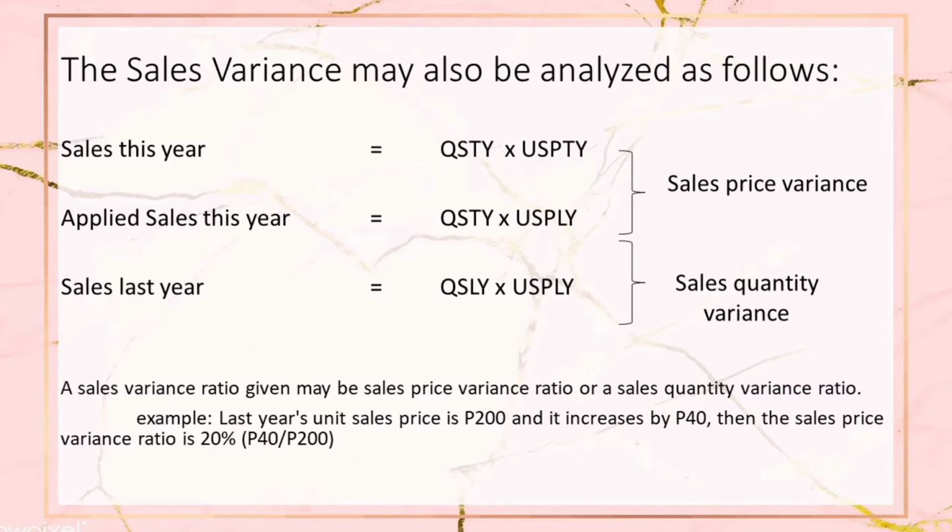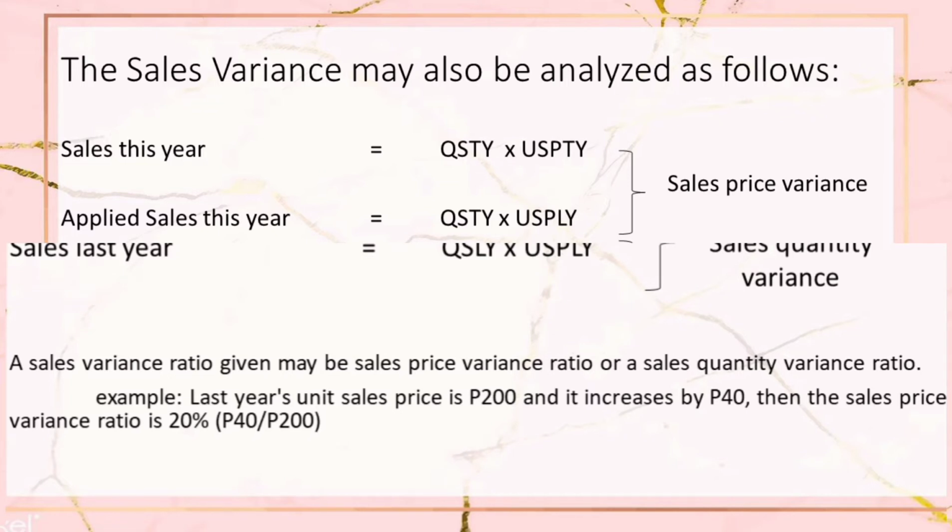To get the sales last year, just multiply the quantity sold last year by the unit sales price last year. The sales this year and the sales last year are normally available. So, the item to be calculated is the amount of sales this year at unit sales price last year. To compute this amount, we have to know a sales variance ratio. A sales variance ratio given may be a sales price variance ratio or a sales quantity variance ratio. Say that the last year's unit sales price is 200 pesos and it increased by 40 this year, then the sales price variance ratio is 20%. Just divide the 40 pesos by the 200, so we get 20%.